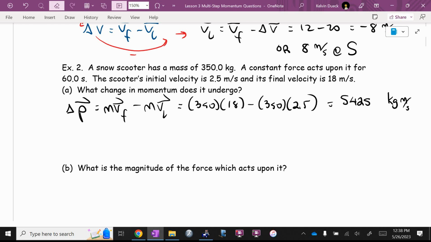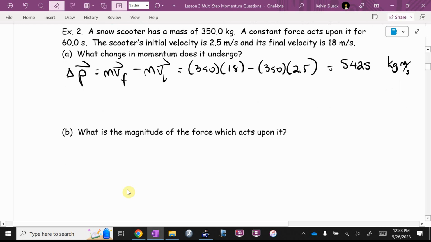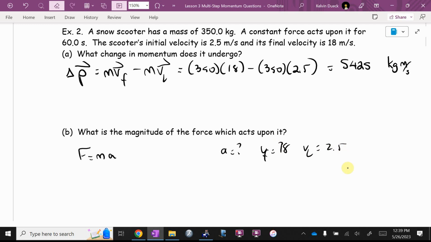They're interchangeable. Okay, Holly, keep going. What's B want me to find? Okay, the force. Holly, F equals what? Don't write this down. Look up. If you go F equals MA, don't write that down. And then you say, hey, I need A. VF equals 18. VI equals 2.5.